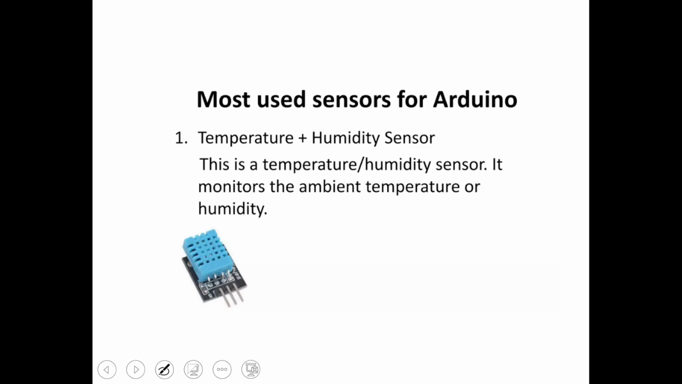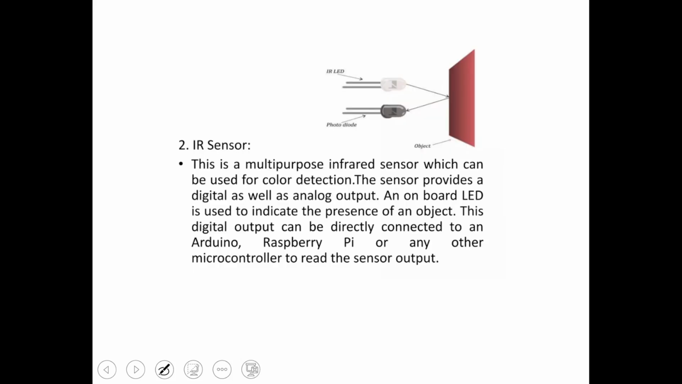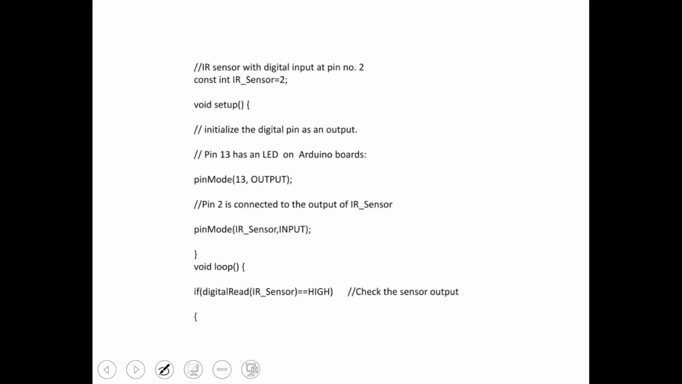The most used sensors for Arduino are the temperature sensor, humidity sensor, smoke sensor and fire sensor, which we can use through the Arduino. Second is the IR sensor. We can integrate the IR sensor through the Raspberry Pi or any other system on the board with an LED. So this is the code showing how the IR sensor will be connected through the Arduino.